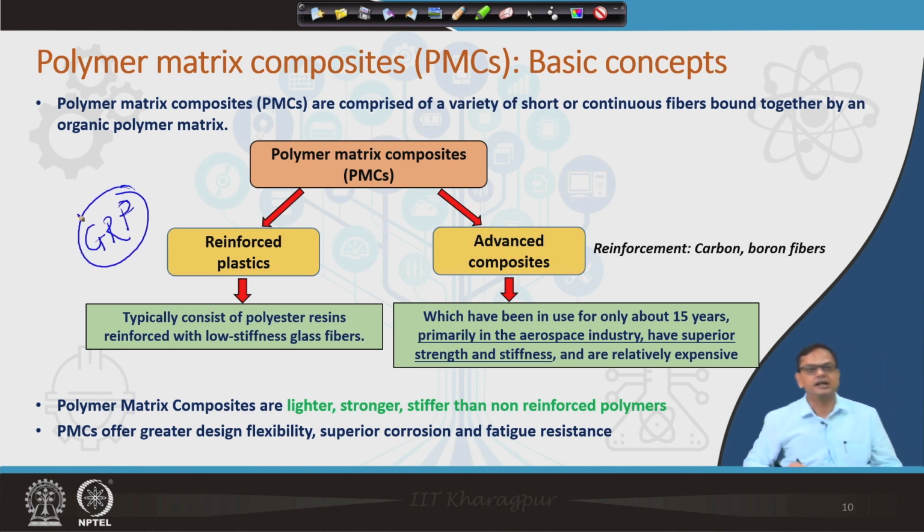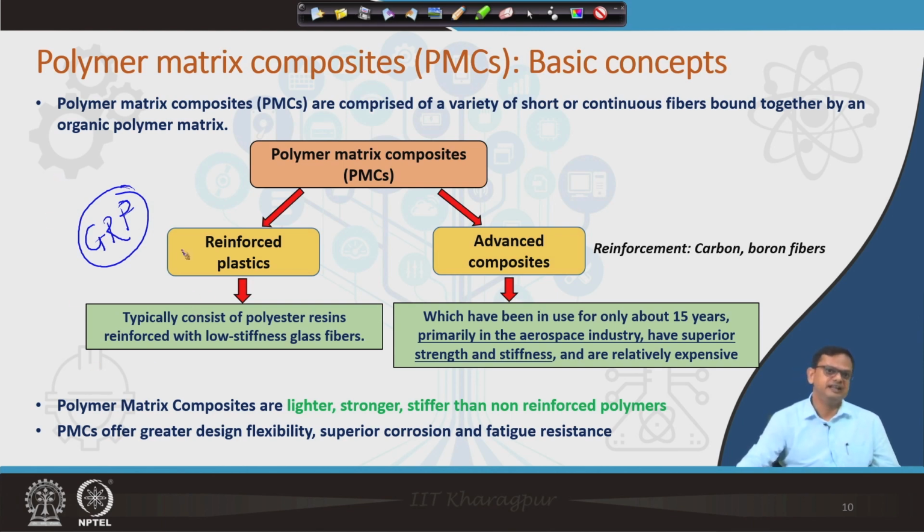That means glass reinforced plastics. These are used where you do not need very high strength, but fairly high strength, like boat hulls and in some cases windmill panels. So, where you need a good amount of strength, but not extremely high strength, and you also need lightweight.